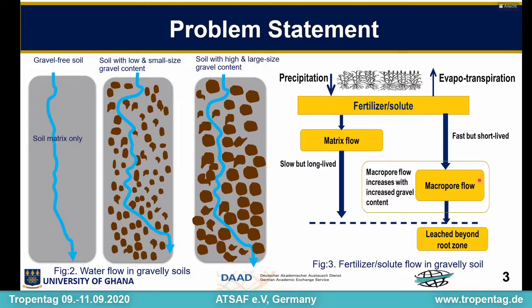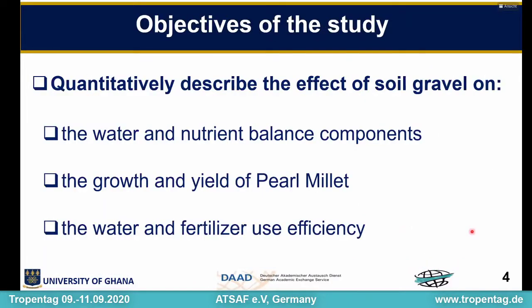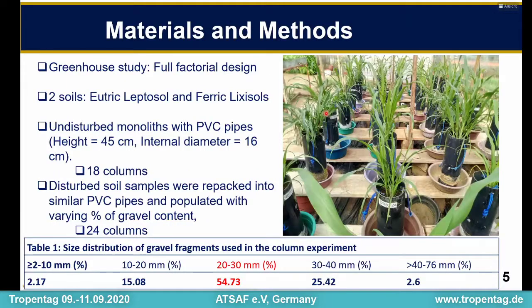So these solutes move beyond the root zone of plants, and they are easily leached to levels where plants cannot make use of them. So these are challenges that we set up to investigate. The objective of this research was to quantitatively describe the effect of soil gravels on water and fertilizer balance components, the growth and the yield of pearl millet, but also to look at the water and fertilizer use efficiency in these gravelly soils. To do this, we set up a greenhouse experiment using a 4-factorial design.